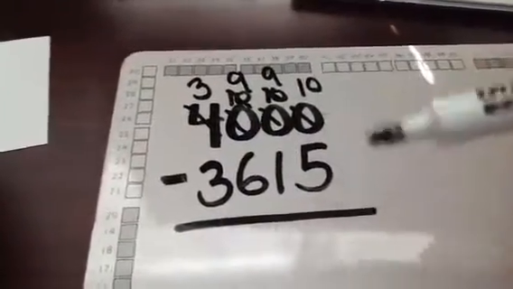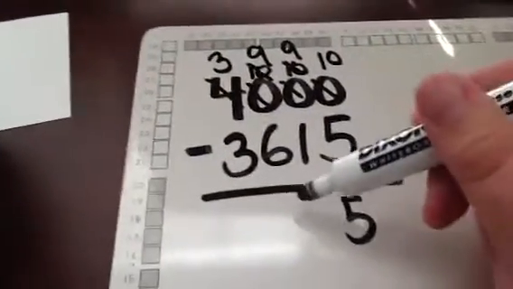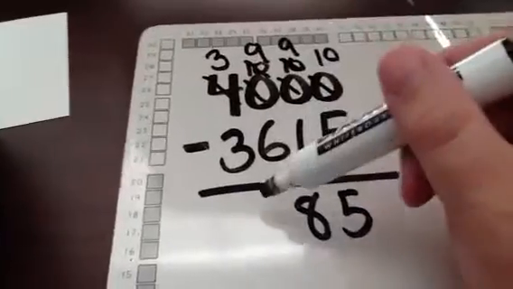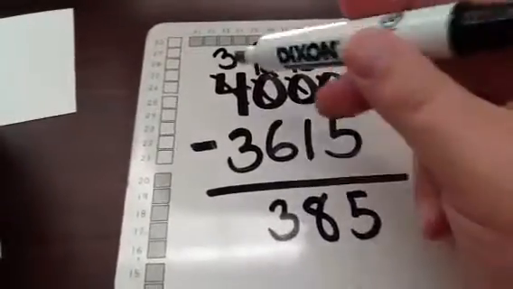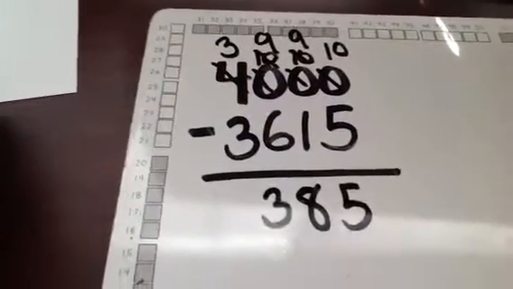Okay? Once you have this done, now you can subtract, and the problem becomes a lot easier. So you can do 10 minus 5 is 5, 9 minus 1 is 8, 9 minus 6 is 3, and then 3 minus 3 is 0, so I can leave it there.